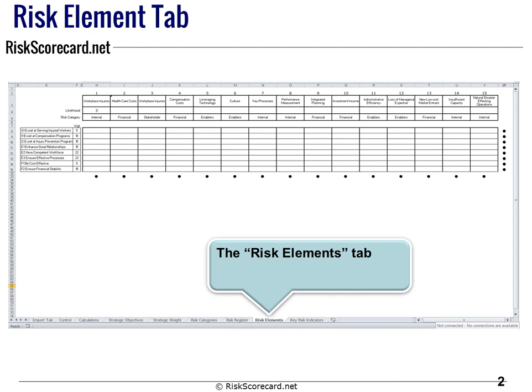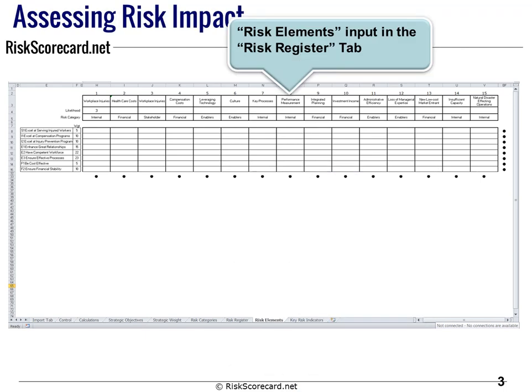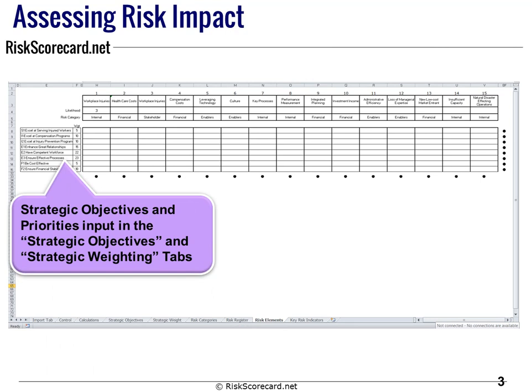Now, when you open this up, through the previous sections, you would have already created the Risk Register elements when you're working in the Risk Register tab. And then you would have also created the strategic objectives and their weightings or priorities. And you input the strategic objectives in the Strategic Objectives tab and the strategic weightings in the Strategic Weightings tab. So this sheet that you're looking at here has been brought forward from the previously input material.